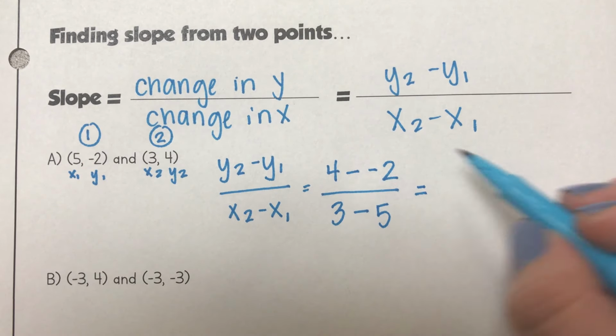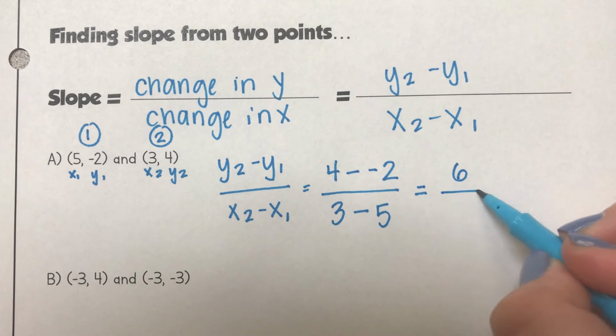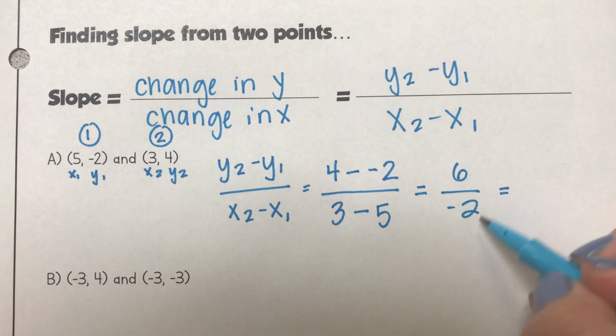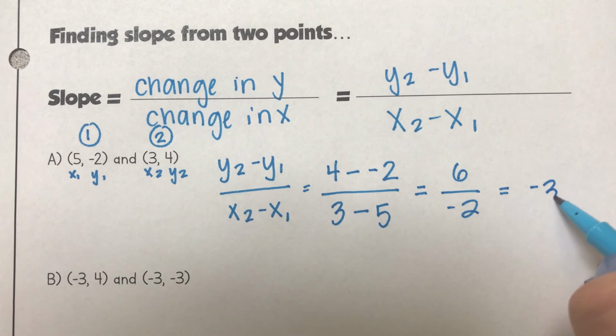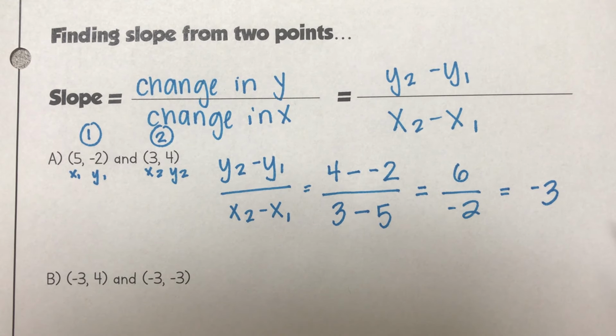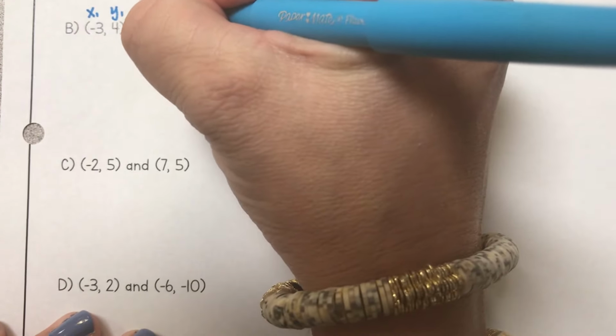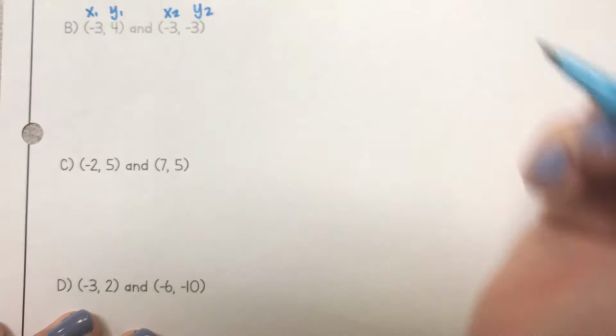4 minus negative 2 is positive 6. 3 minus 5 is negative 2. And when we simplify that, we just get negative 3. So without ever having to graph those points, I'm able to figure out the slope. Okay, look at letter B. So again, this one would be x1 and y1, x2 and y2.